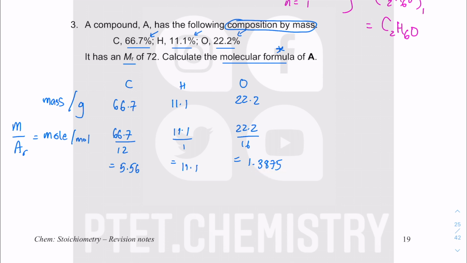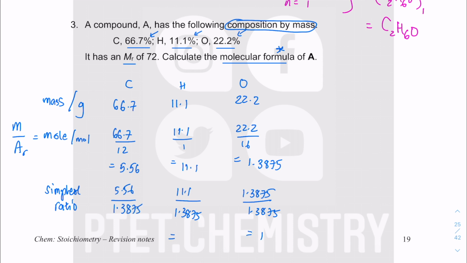I don't give it to 3 significant figures because I can see that 5.56 is my smallest number out of the 3 things. So I'm going to divide by this smallest number: 1.3875, 11.1, and 5.56 each divided by 5.56. That divided by itself is just 1. That middle thing gives me 8 exactly. And this thing here gives me 4.01, which is the simplest whole number ratio.